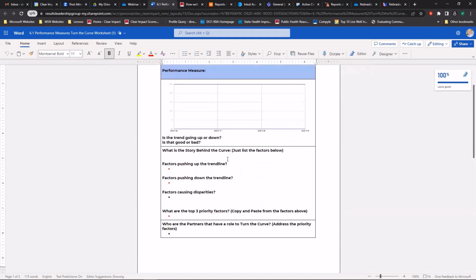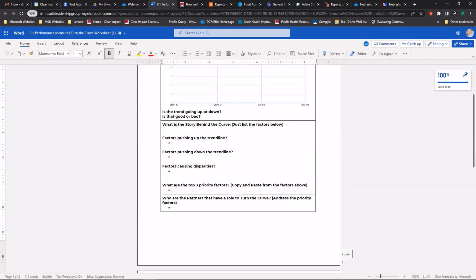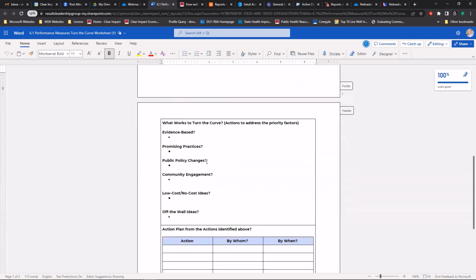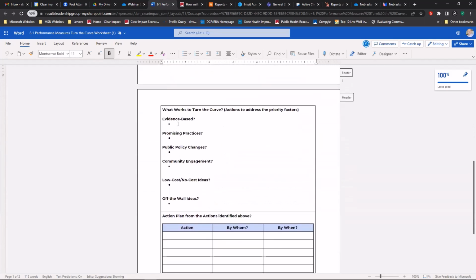And then brainstorm the factors and just list the factors pushing down on the trend line, or the negative factors, the factors pushing up, and positive, negative factors causing disparities, just as you did before. What are the top three priority factors you want to work on? And again, you just copy and paste them down here. Then who are your partners? And then what works? What kind of changes? And again, some of these may not be applicable when you're doing performance measure turn the curve thinking. It's just what are the action steps we as staff could take?